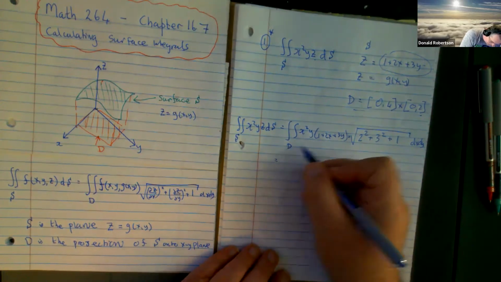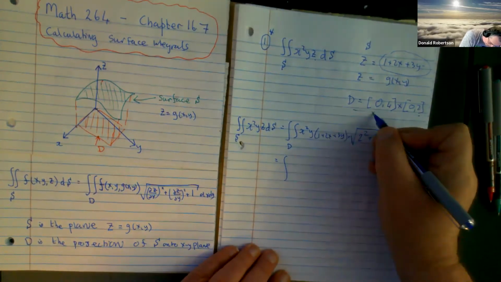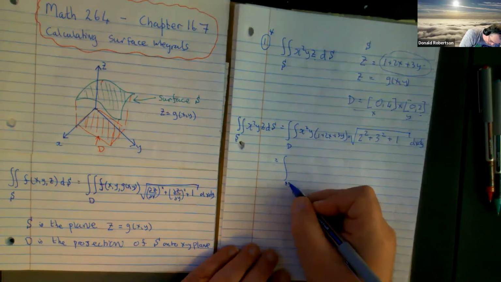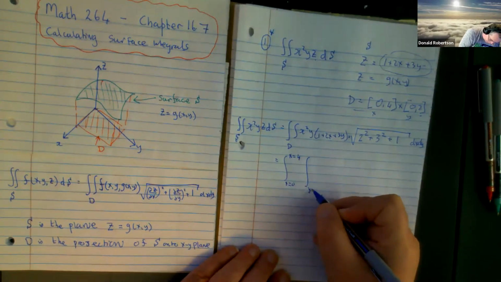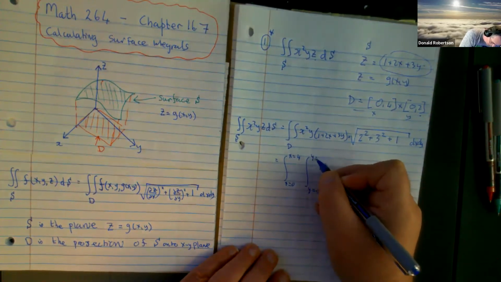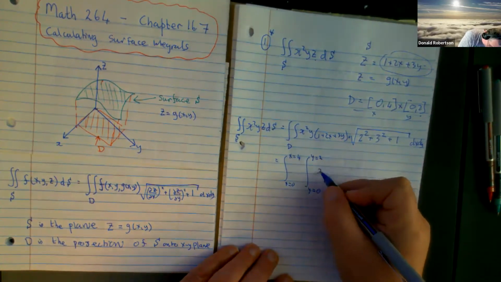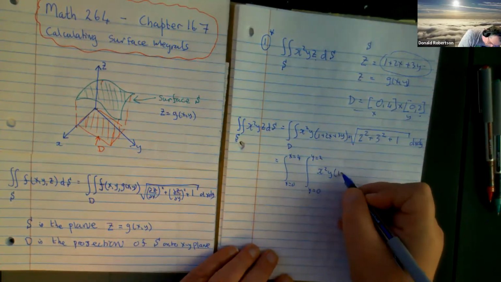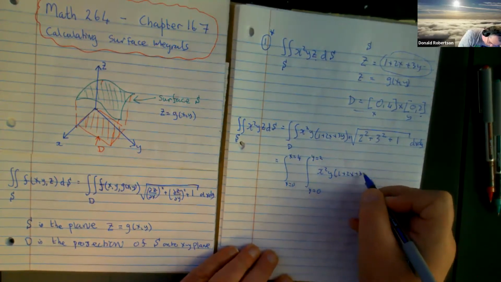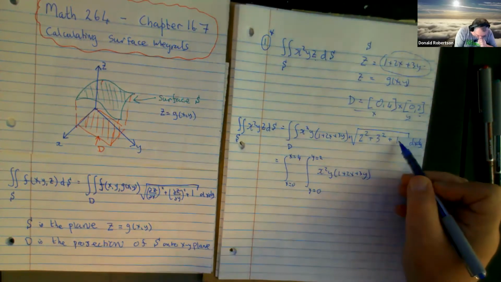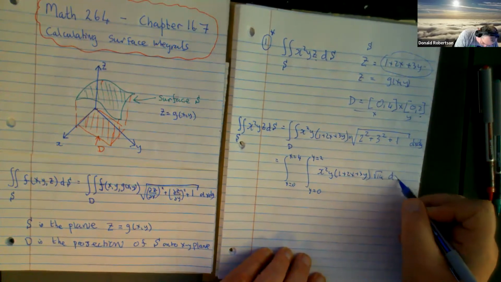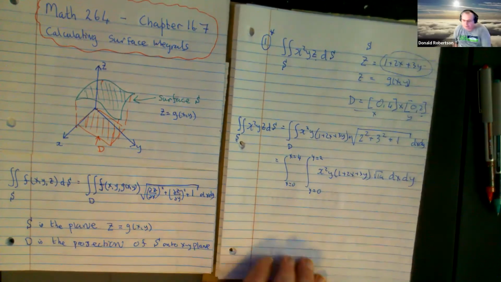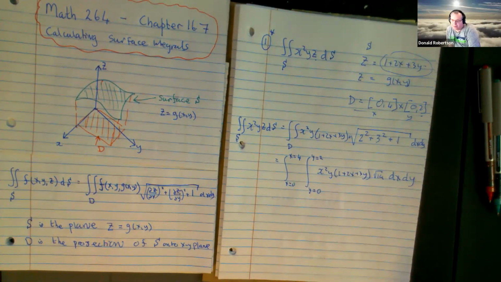And D is described as, these are the x's, these are the y's. The x goes from 0 to x equals 4, and the y goes from 0 to y equals 2. And it's x squared y, 1 plus 2x plus 3y, 1, 9, 10, square root of 14, dx dy. Are you comfortable about where all the pieces of the puzzle come from, right?